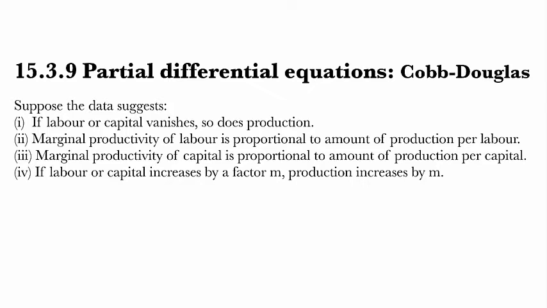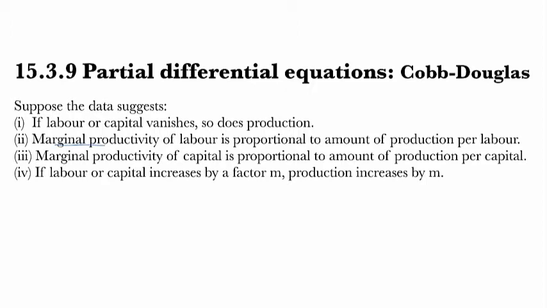So suppose that the data suggest that when labor and capital both vanish, in other words, go to zero, production also goes to zero. Suppose they also determine that the marginal productivity of labor is proportional to the amount of production per labor. So let's start turning this a little bit into mathematics here.